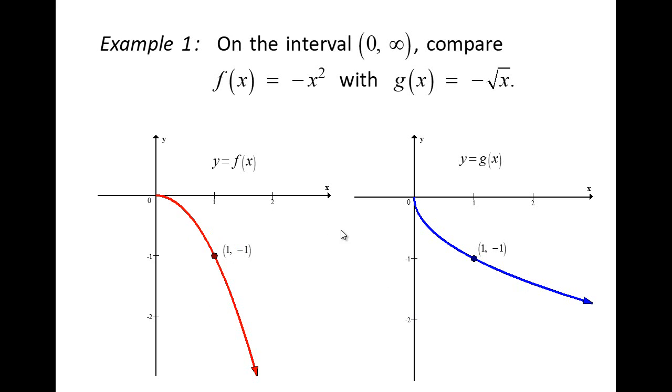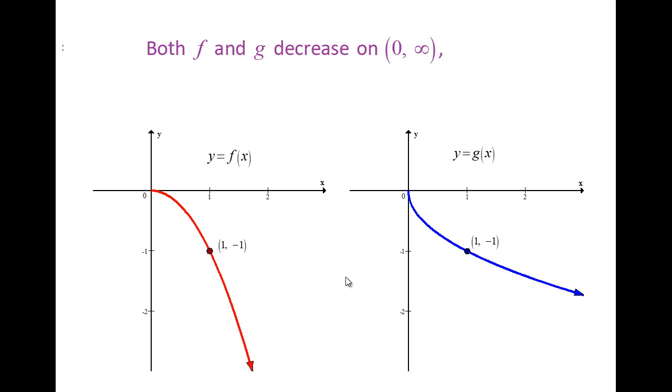So notice that in both of these graphs, both functions are decreasing on the interval from 0 to infinity. So both f and g decrease on this interval from 0 to infinity, and both pass through 2 points, 0, 0 and 1 comma negative 1.